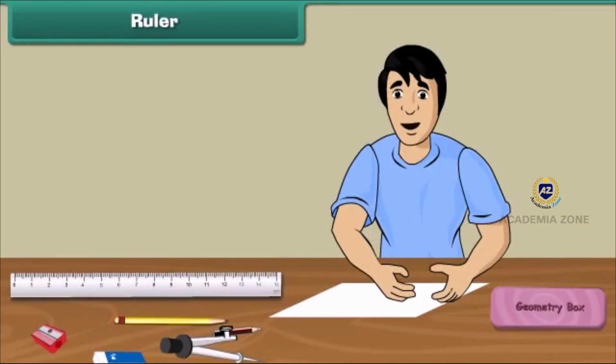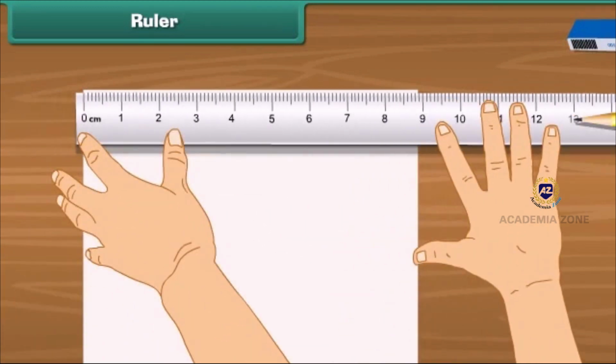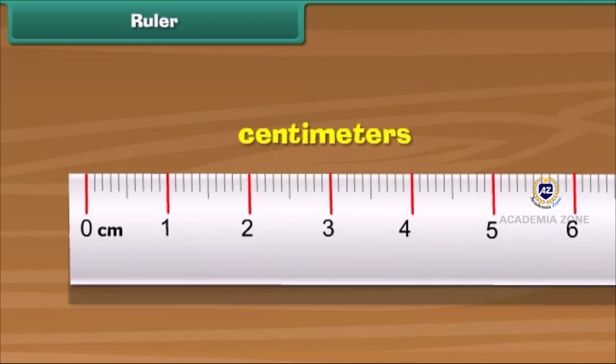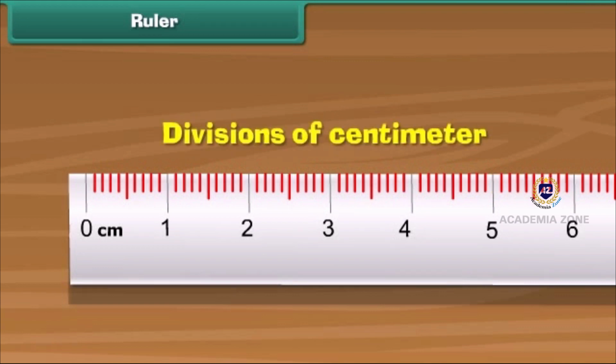I need 4 centimeter long paper. What will I use to measure the length? Yes, you are correct. A ruler will help me to measure length. You find many divisions on the margin of the ruler. Some lines are longer while others are smaller. The longer lines represent the number in centimeters. The small lines between two long lines represent divisions of centimeter.